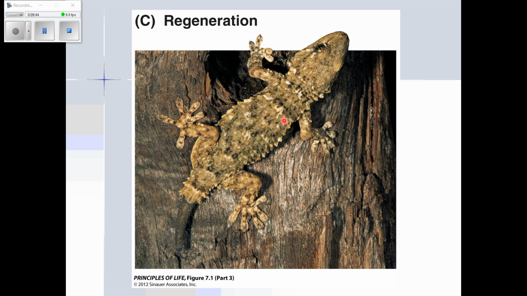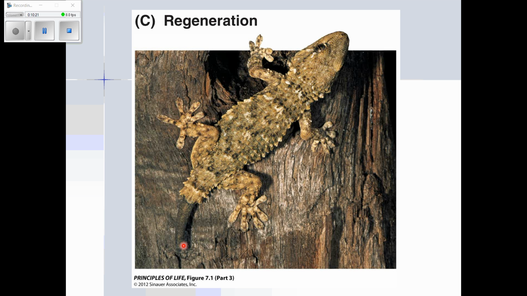Now, here we see an illustration of another reason why cells divide. And if you look closely at the tail of this lizard, you'll see that it's in the process of growing back. This lizard lost a portion of its tail, maybe during a fight with another animal, or maybe it escaped a predator and was almost killed and eaten, and it lost its tail. And as you probably know, lizards have the ability to regenerate or grow that tail back after it's lost.